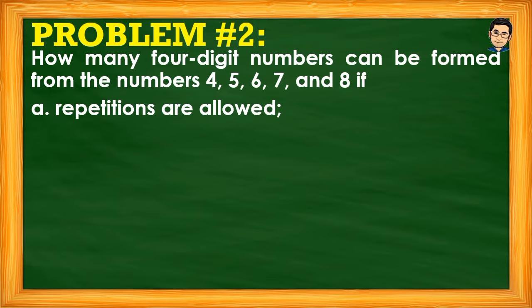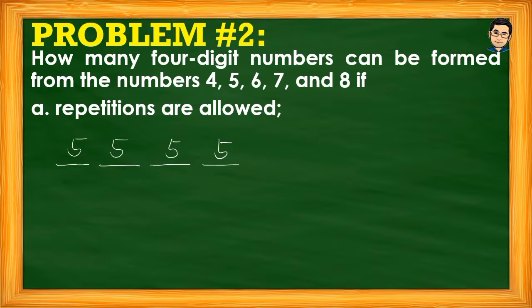Okay. So, maglalagay po ngayon tayo ng 4 na blanco. And then, sa mga blanco na yan, ilalagay po natin kung ilan yung mga numbers na pwedeng ilagay. Okay, so since repetitions are allowed, ilalagay po lahat natin sa mga blanco na yan ay 5. So magagamit po lahat ang mga numbers na nakalagay, 4, 5, 6, 7, and 8.